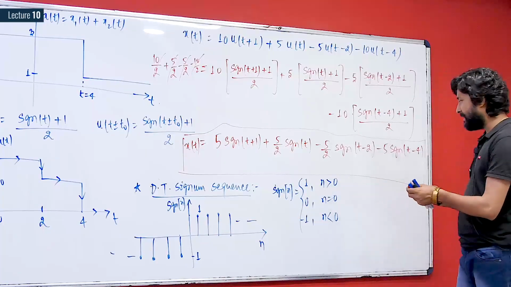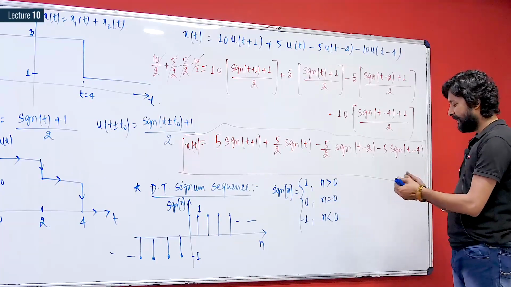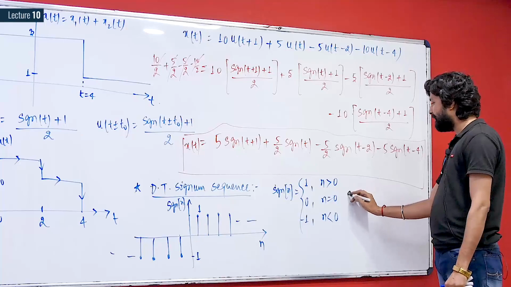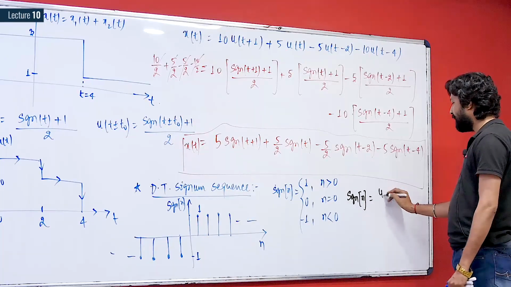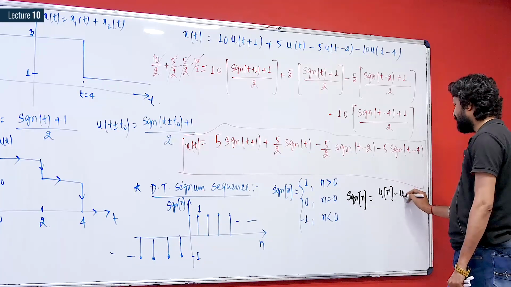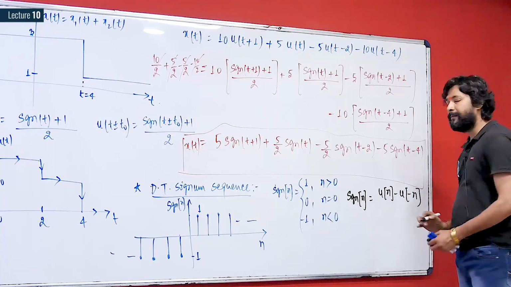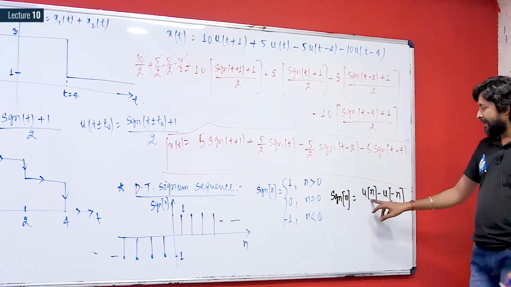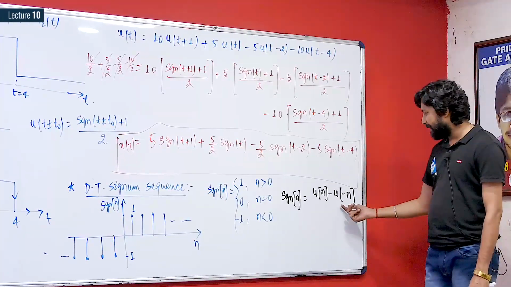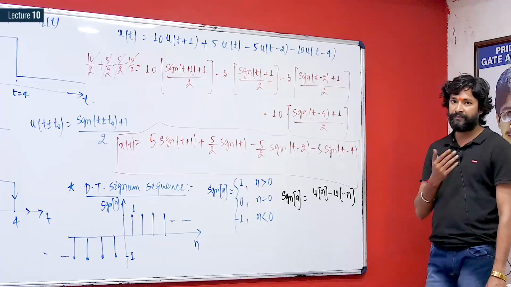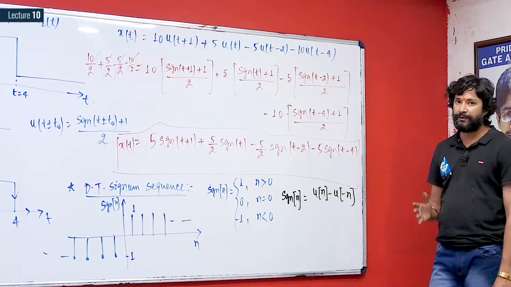Similarly, we can represent this signum of n. See, we can take two definitions again. Signum of n, if you take u of n minus u of minus n, what will be the values? U of n will be having value from 0 to infinity, all values are 1. U of minus n will be the values 1, but from minus infinity to 0.